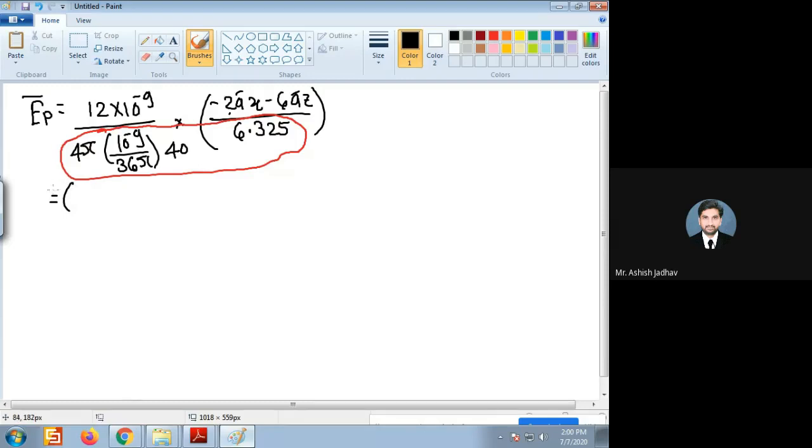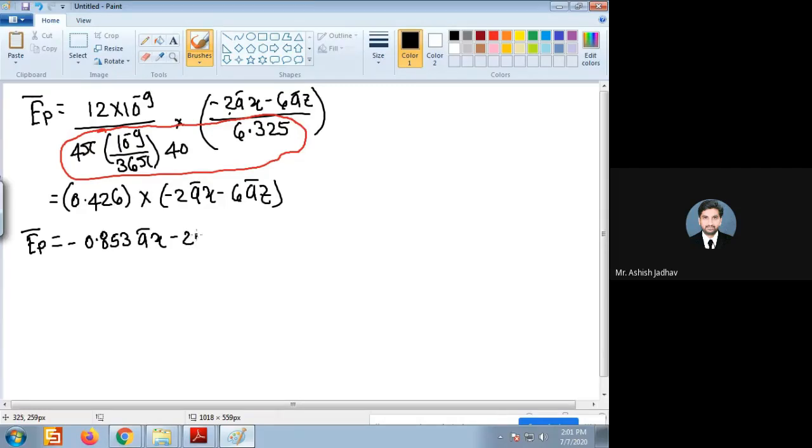Check with your answer. This is 0.426 into minus 2 a bar x minus 6 a bar z. If I multiply this inside, EP bar is equal to minus 0.853 a bar x minus 2.56 a bar z. This is the answer for your verification. The unit of this is volts per meter. So this is the electric field at origin because of point charge.